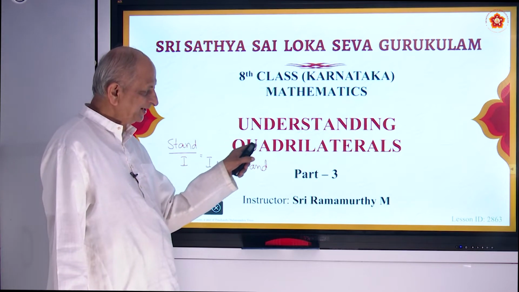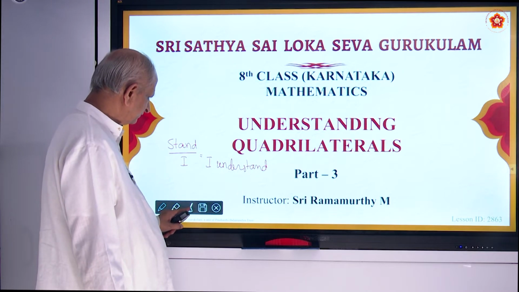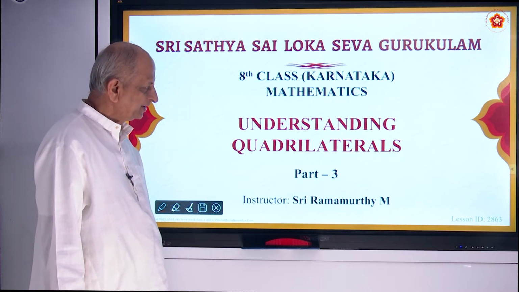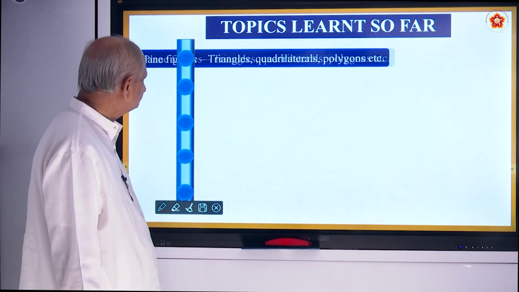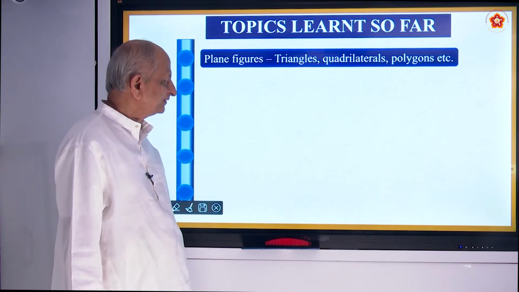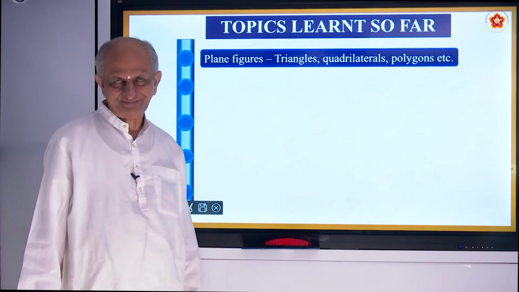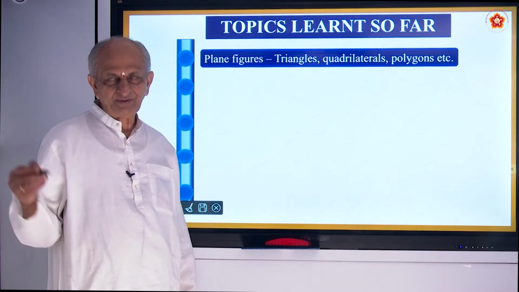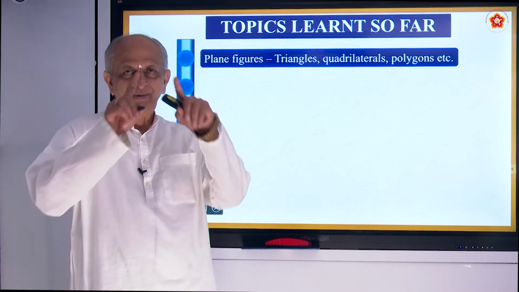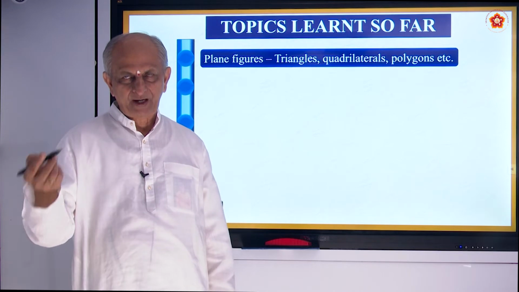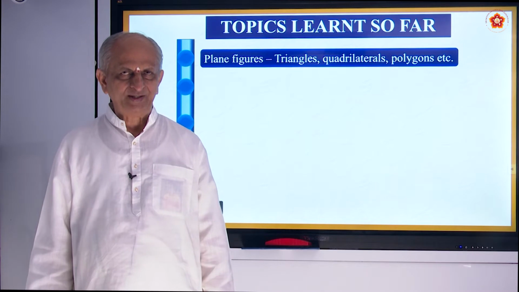So, here we are understanding quadrilaterals. What is a quadrilateral? We have already seen it. Let us recall what we have studied in the previous class. Plane figures like triangles, quadrilaterals, polygons, etc. What is the difference between a figure and a solid? Figures can be drawn on a single plane. It may be a paper, a board, or a book.